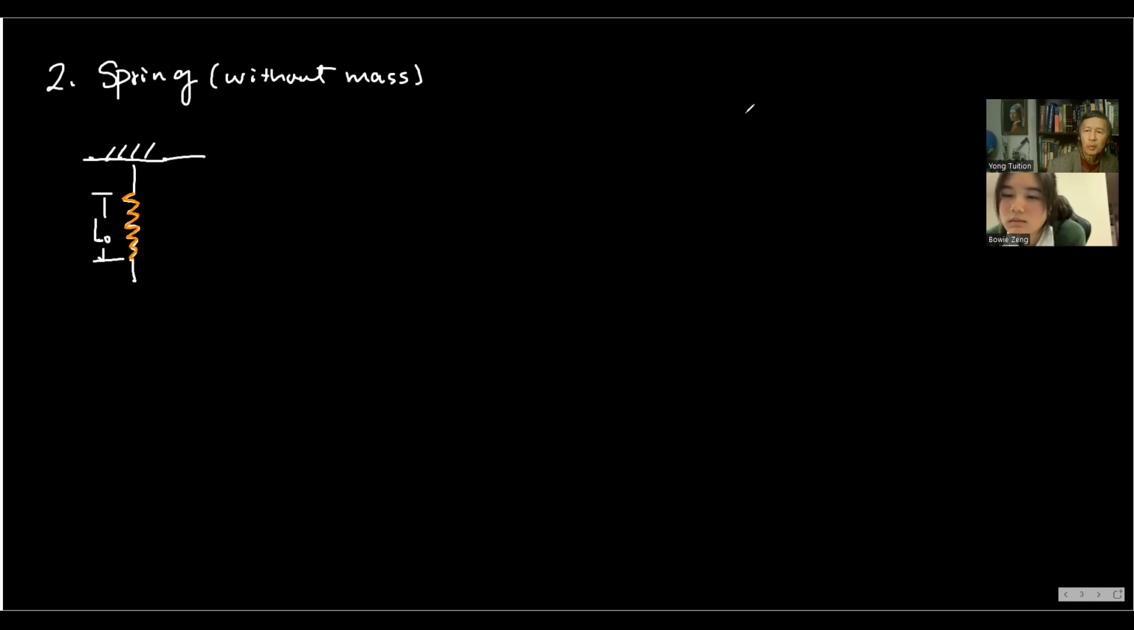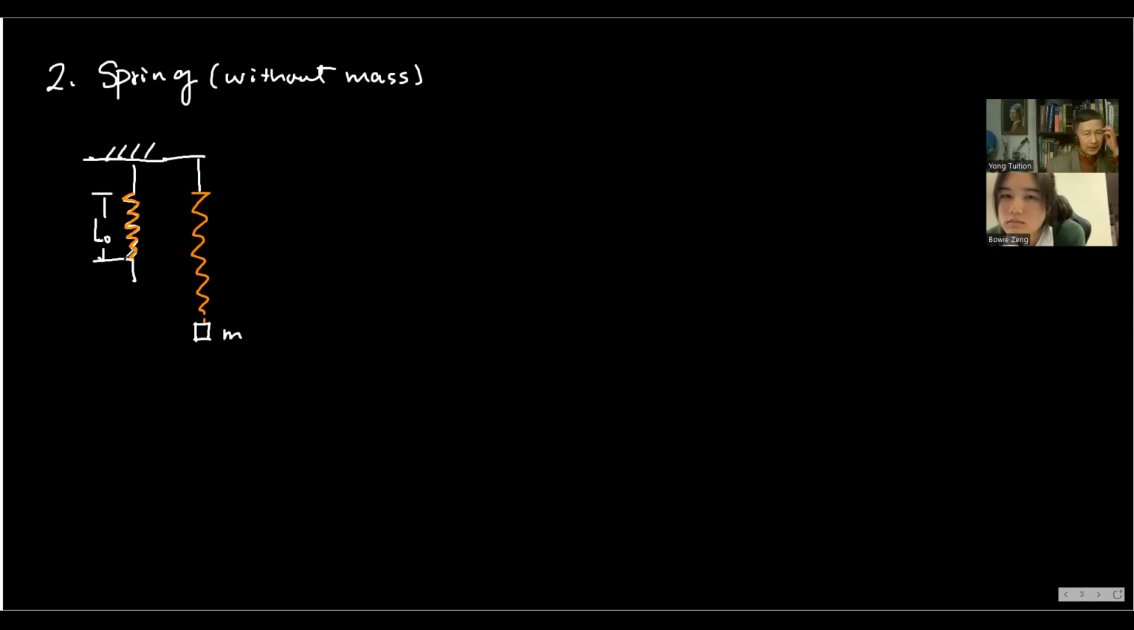However, if we put a weight here, what would happen? The spring will be getting longer, right? Elongated. That is what happens when we put the object here. Can you call this mass m, right?